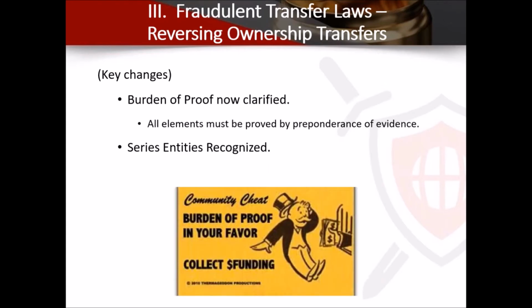The burden of proof, it's preponderance of evidence. It mentions series entities. Series entities we thought were going to become very popular, but very few states really like these series entities. That's a means of breaking up, for instance, an LLC into a number of series and dropping different assets into the different series. If someone sues one series, they can't get to the asset to the other series. It's become kind of seriously flawed, but it's an interesting idea. It didn't really take off to a huge extent.